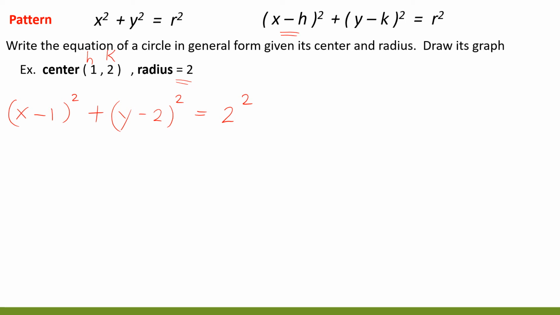X minus 1 quantity squared, let's expand. That means, square of the first term, x squared, then get the product of x and negative 1, so that is negative x, multiply it by 2, so that is negative 2x. And then square of the second term, positive 1. So, the expanded form of x minus 1 quantity squared is x squared minus 2x plus 1.